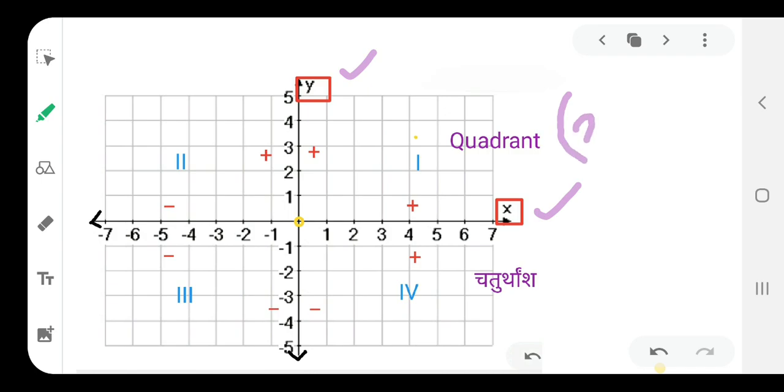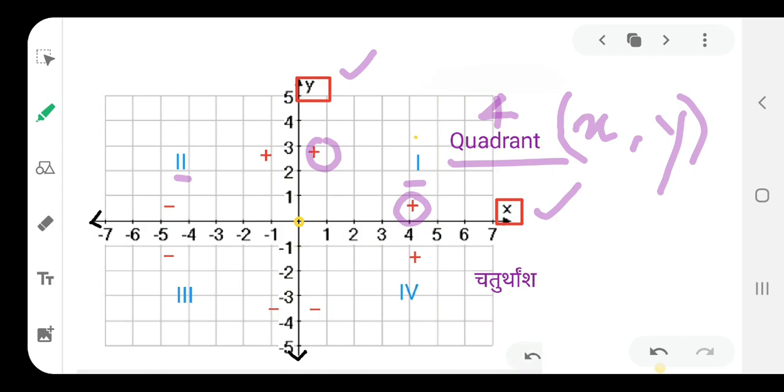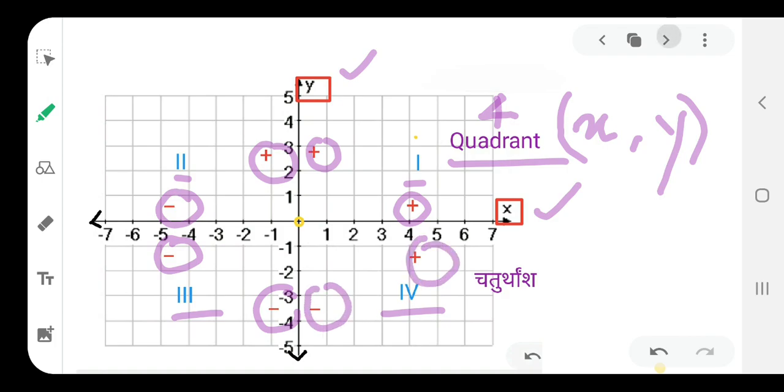Now when we talk about a point, we know that it is depicted first by x coordinate and then by y coordinate. On a Cartesian plane, we have four quadrants. The first quadrant is the one where both x and y are positive. In the second quadrant, x is negative but y is positive. In the third quadrant, both x and y are negative. And in the fourth quadrant, x is positive but y is negative.